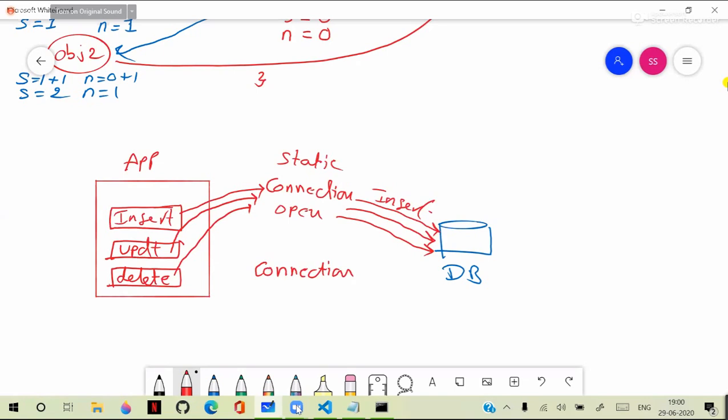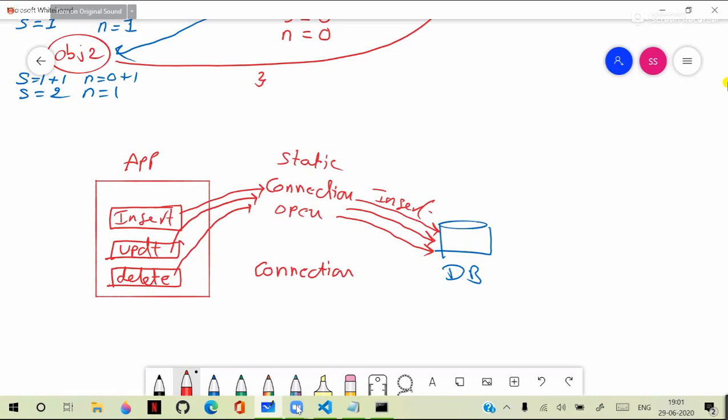Right? That means when we need continuous operations to happen, then static is good. Static is good. So here the point is, when we use, yes, of course, we have data readers and all these, right?